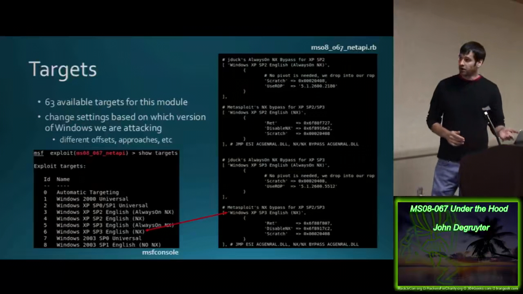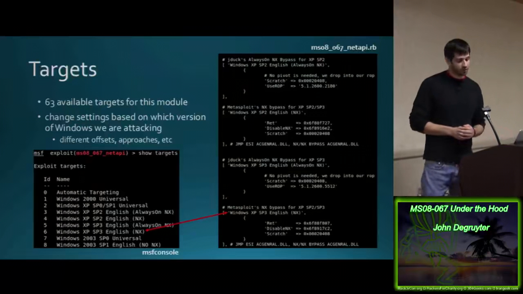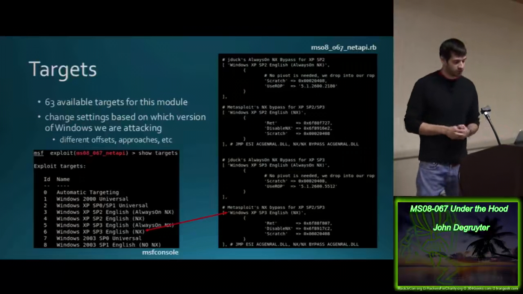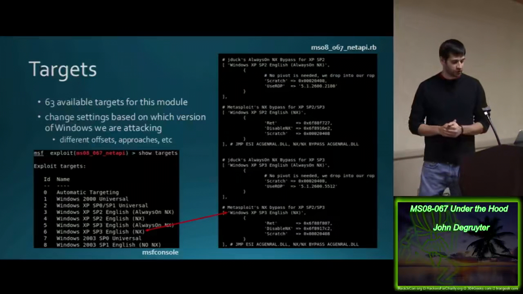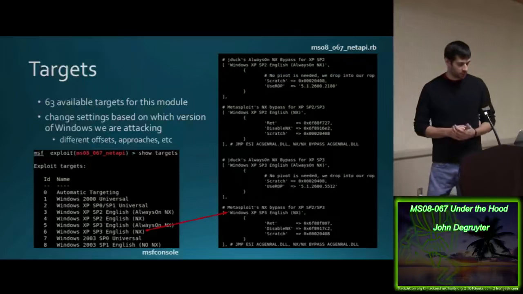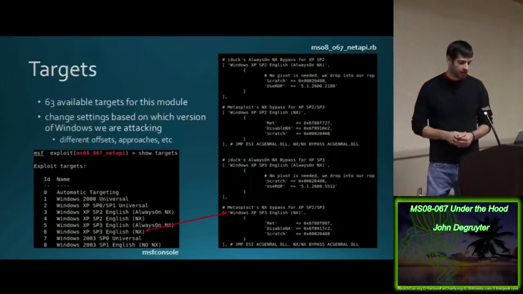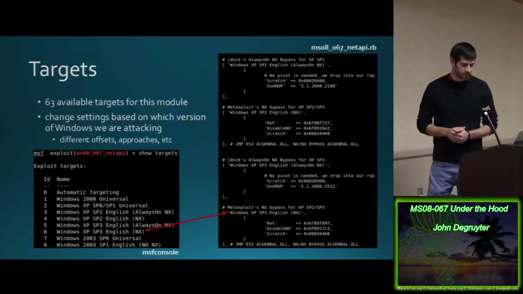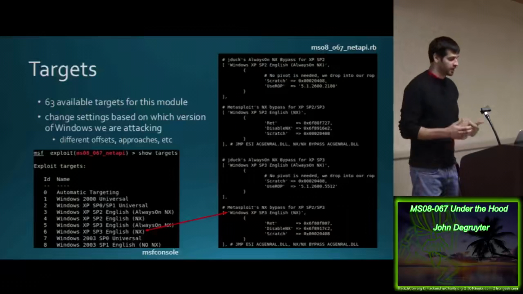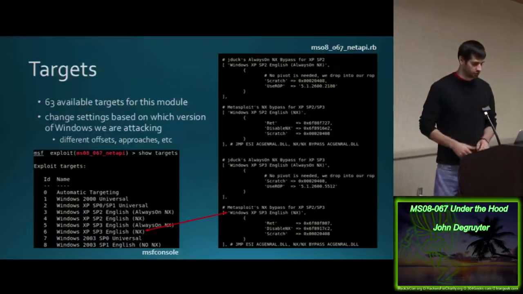And our target specifies 3 different variables, and they're just memory addresses. We have a scratch address that is 20408. We have a RET address that I just read, 6F88F807. And we have a disable NX, which is 6F8917C2. And we'll see those addresses again here shortly.